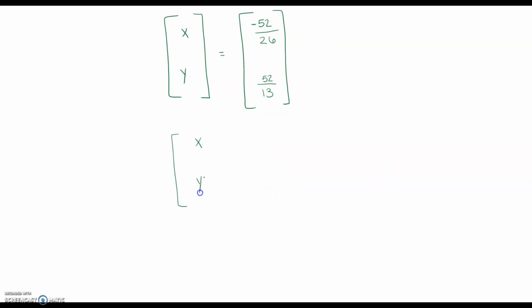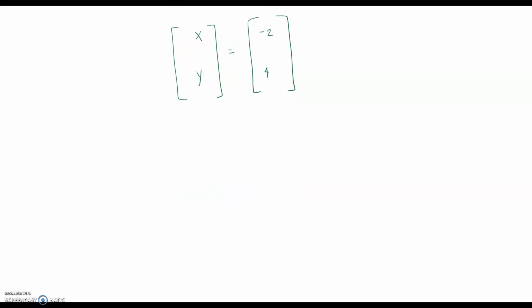And then I'll show you what students do wrong. So negative 52 over 26 reduces to negative 2, super nice. And 52 over 13 simplifies to positive 4, also super nice. Which means x is equivalent to negative 2 and y is equivalent to 4. And because this is a system of equations, I must rewrite this as a coordinate point. If you don't, you will not get full credit.